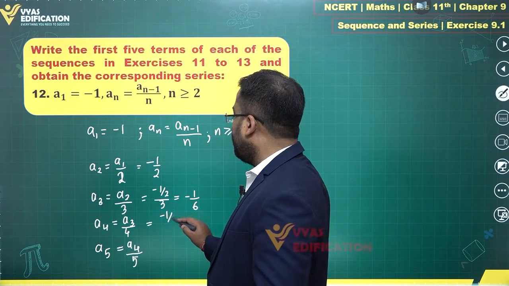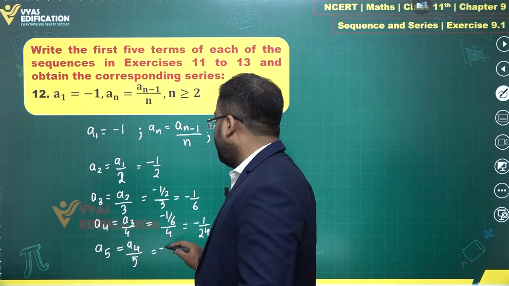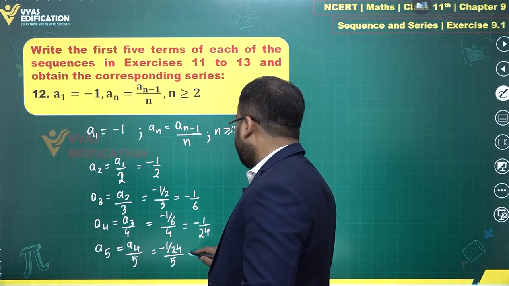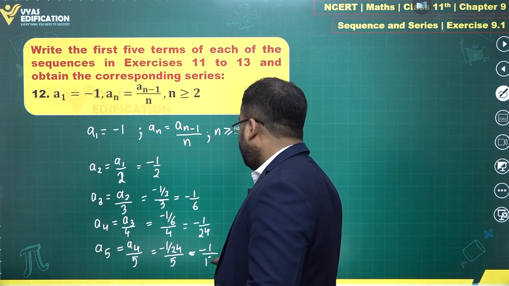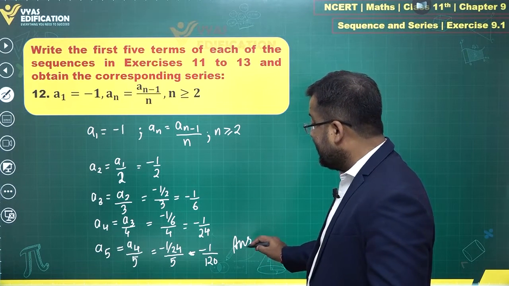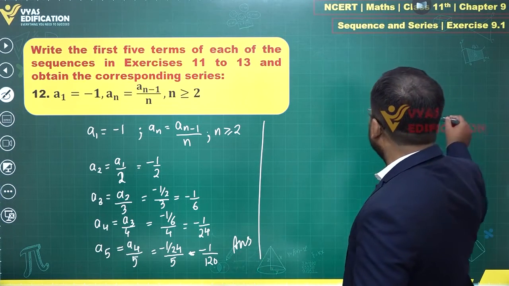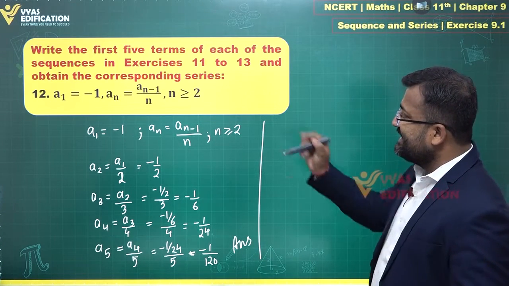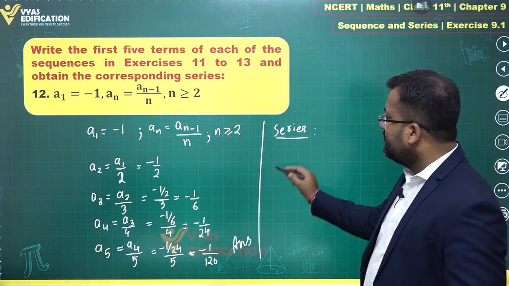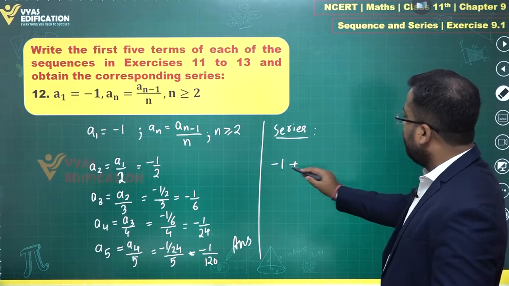A4 is minus 1 upon 6 upon 4, minus 1 upon 24. A5 is minus 1 upon 24 upon 5. What is that? Minus 1 upon 120. That's my required answer for this. These terms of the sequence, that's what you can say. What about the series itself? The corresponding series that you will get will be starting from minus 1 plus, there's a minus 1 by 2. Okay. So let's write a minus 1 by 2 over there.